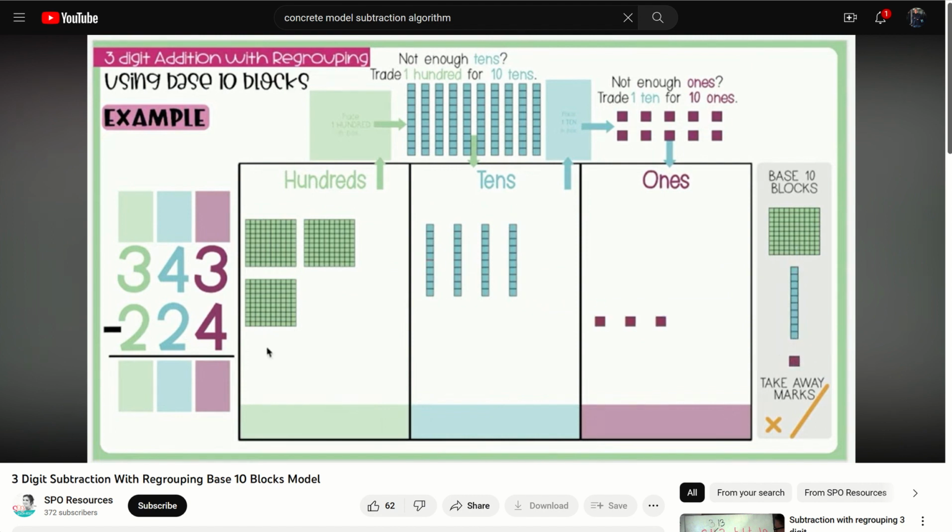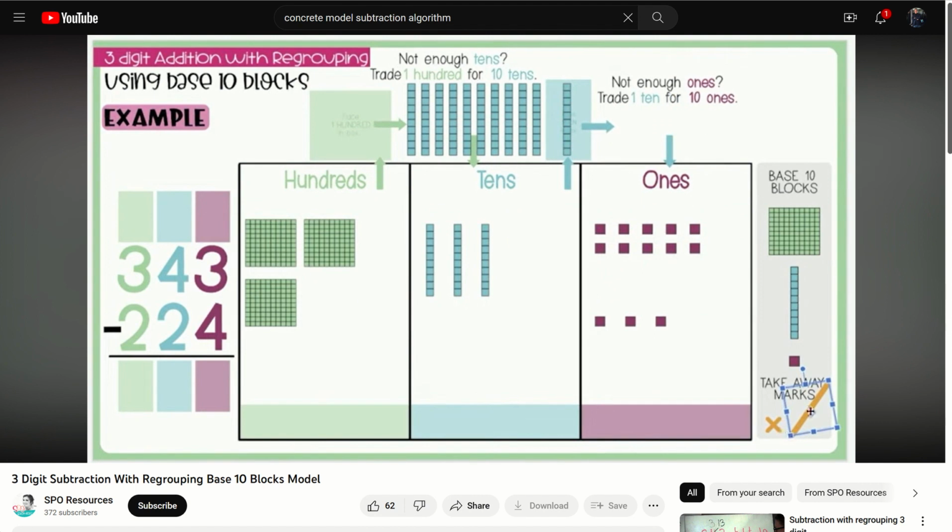Now that I have shown 343 on the place value mat, I can use my takeaway marks to show subtracting 224 from 343. I will start in the ones place. First, I need to subtract 4 ones from 3 ones, but I don't have enough ones to subtract, so I will need to trade 1 ten for 10 ones. I can do this by moving 1 ten into my 10 box and dragging down 10 ones.